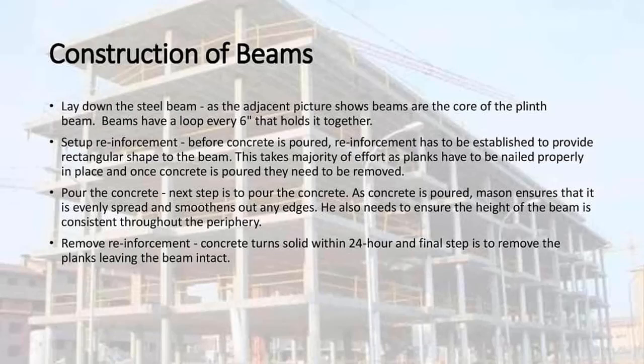Pour the concrete. Third step. The next step is to pour the concrete. As concrete is poured, the mason ensures that it is evenly spread and smooths out any edge. He needs to ensure the height of the beam is consistent throughout the periphery.